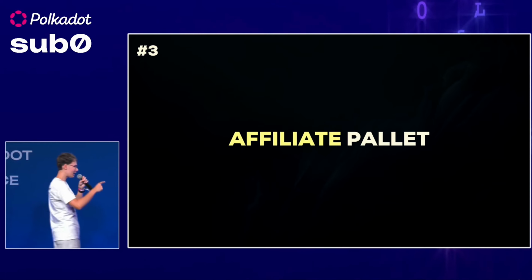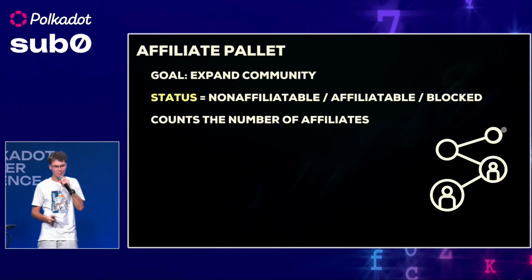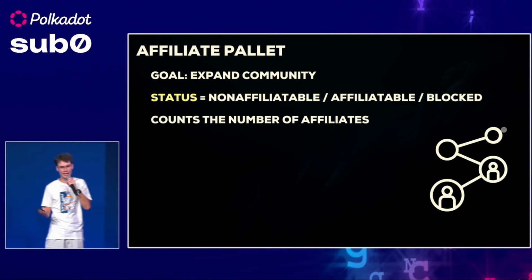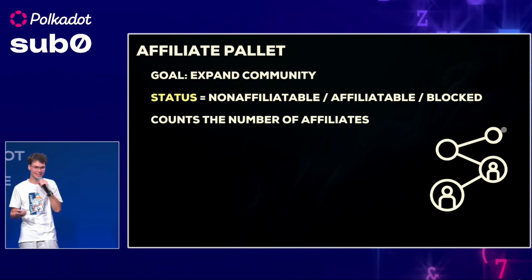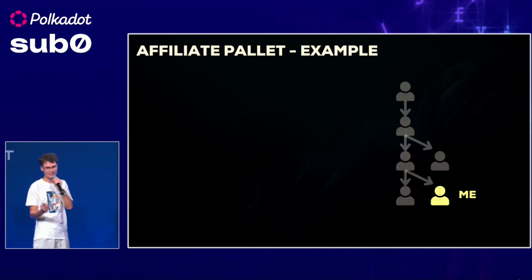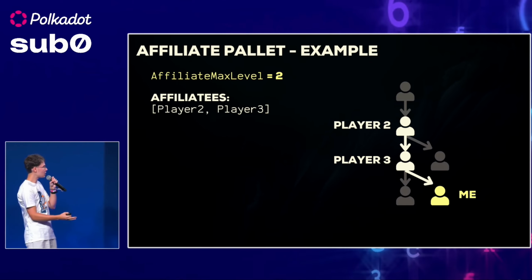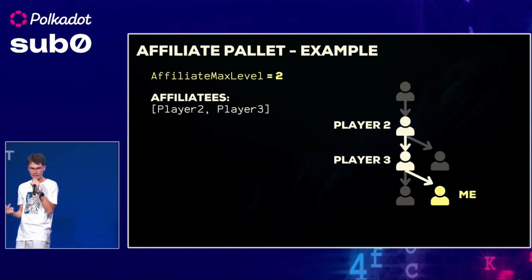Then we made the affiliate palette. The goal of this palette is to expand the community. We do it by assigning a status to every account, and also the number of affiliates that this account has. And this is the example of it. So like on your chain, you can set the affiliate max level constant for that palette.